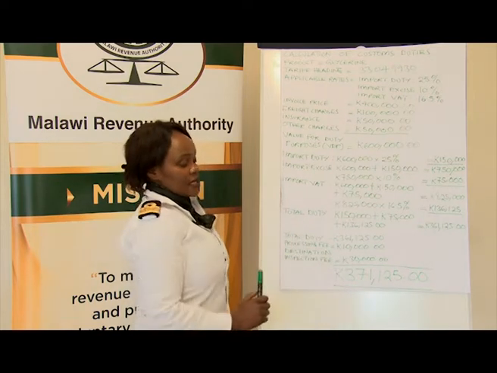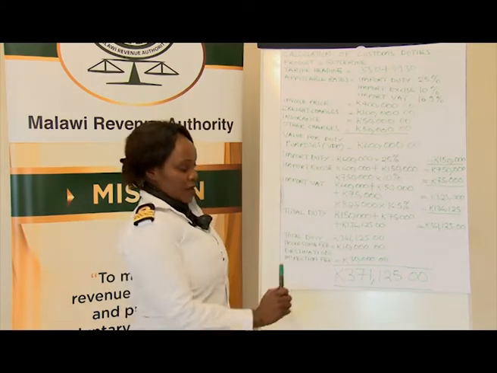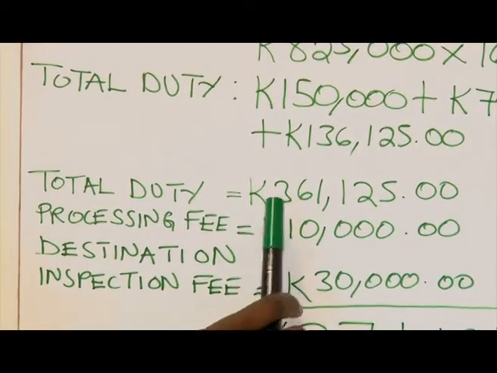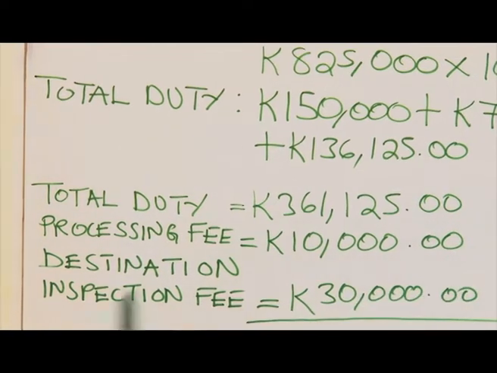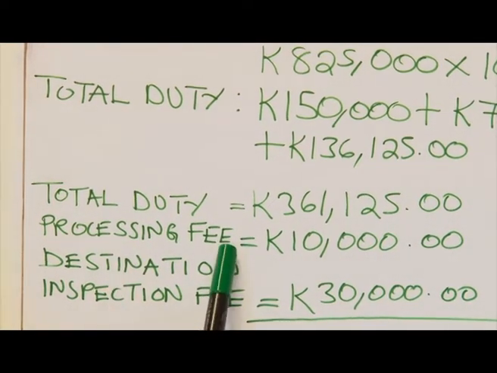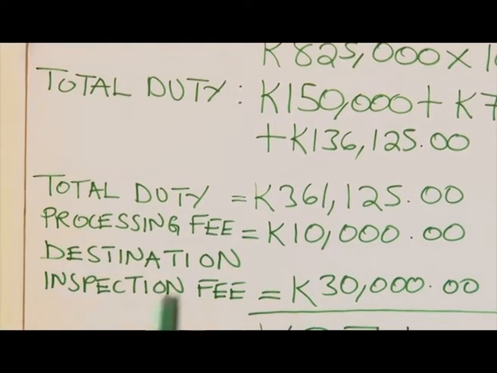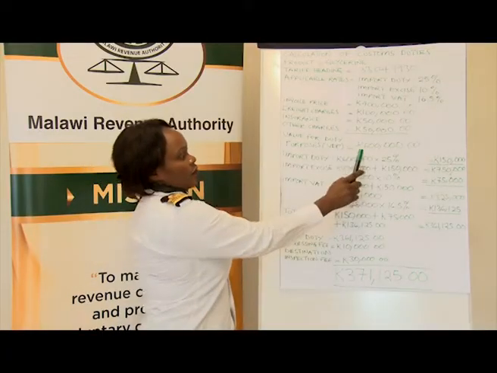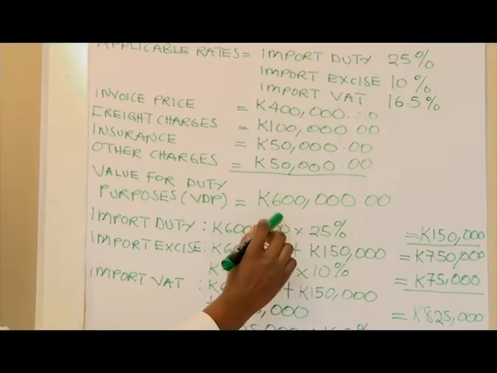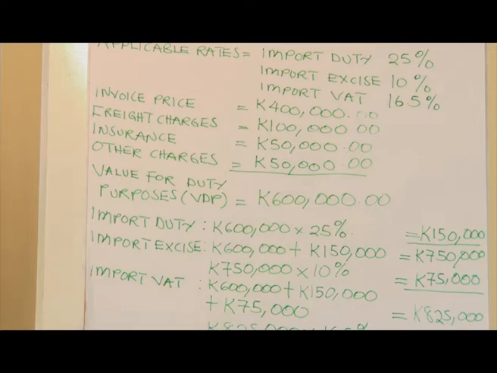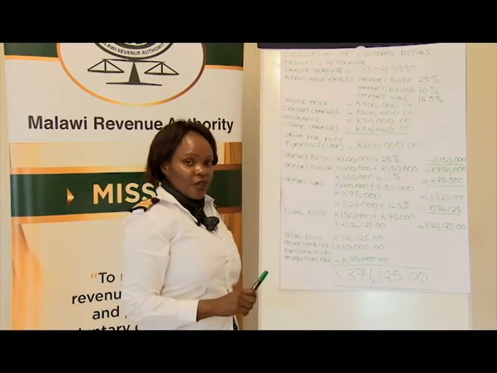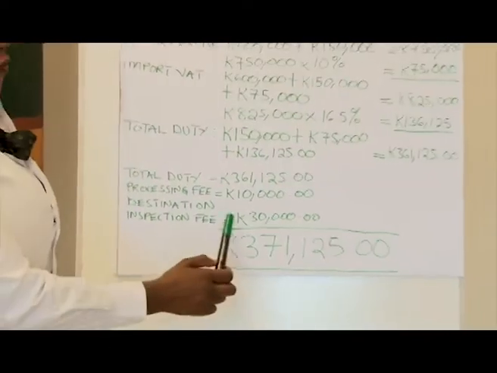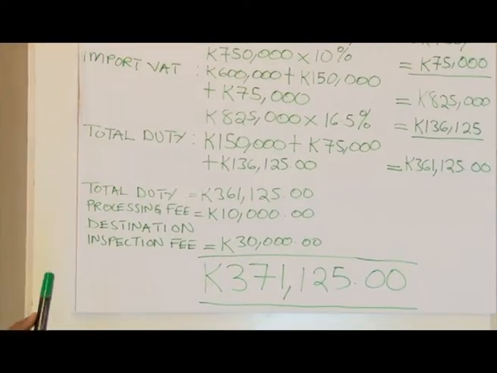So in this case, the importer will be required to pay the total duty, 361,125 kwacha, plus 10,000 kwacha processing fee. And if the value is above 500,000 kwacha, in this case it was 600,000 kwacha, so the importer will be required to pay destination inspection fee, or DIF, of 30,000 kwacha.